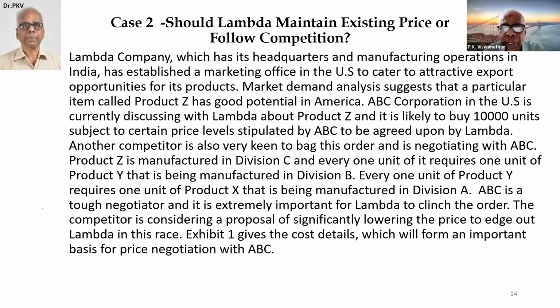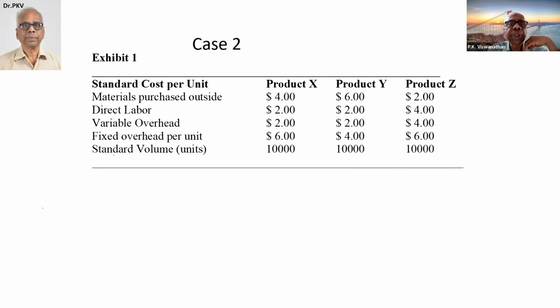Exhibit 1 gives the cost details, which will form an important basis for price negotiation with ABC. These are the cost details. Carefully see this. Product X, product Y, product Z. Now X is produced, Y requires X, Z requires Y. 1 unit of Y requires 1 unit of X. Now materials cost outside $4, direct labor $2, variable overhead $2, fixed overhead $6. Standard volume units 10,000.